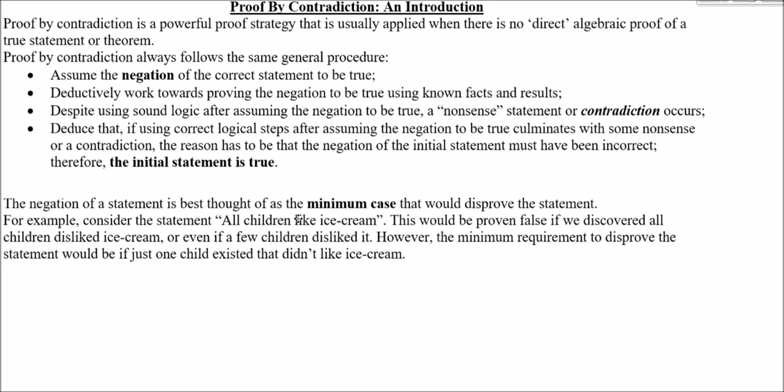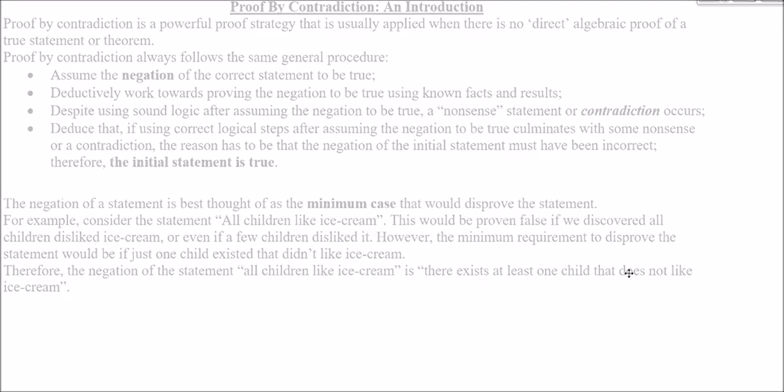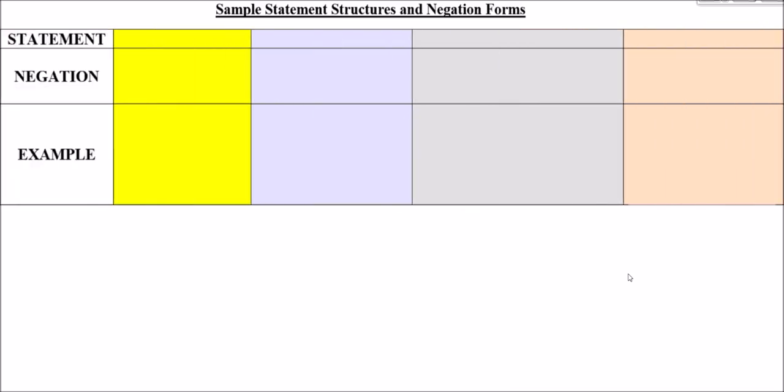Therefore, for this statement, the best negation of "all children like ice cream" is "there exists at least one child that does not like ice cream." And negations are formed based off what the original statement actually is. There are 4 main types of statement, to my mind, keeping it as simple as possible, that you'll encounter. And so there are 4 main negation structures to consider. Here they are: sample statement structures and negation forms. 4 different types, 4 different colours.